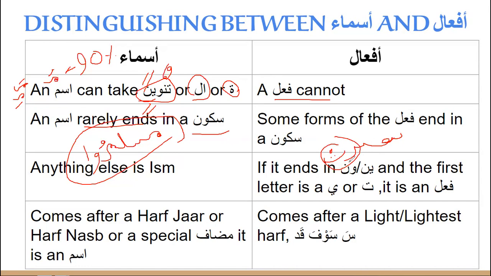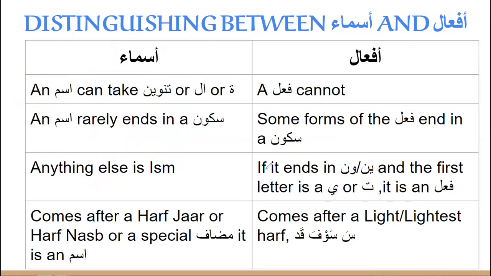Then if you find ya or ta at the beginning and una and ina at the end, like we studied in the fa'il mudari chart. Fa'il mudari begins with alif, ya, ta, and nun, right? If those beginnings come and at the end you find una or ina, like yansuruna, yansurina, tansurina, those things are a fa'il. They are not ism.